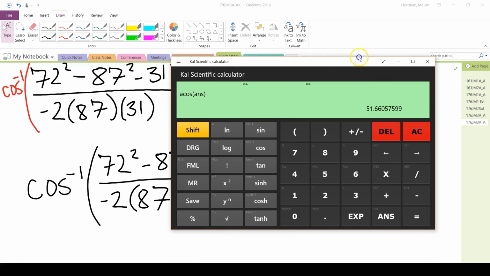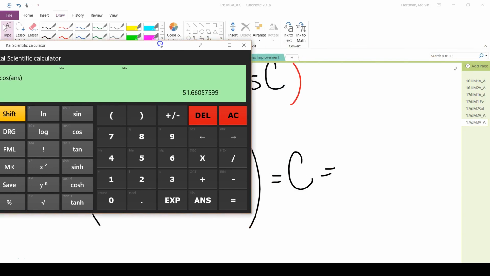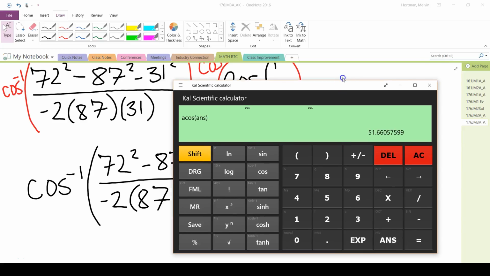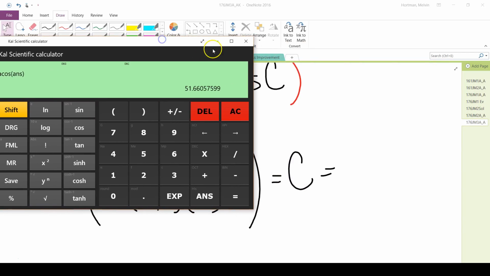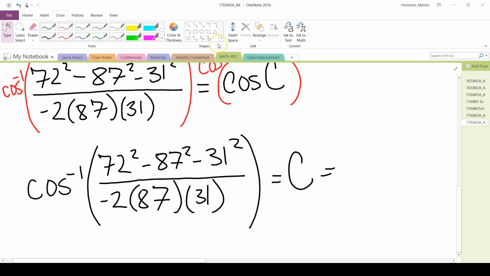And we get 51.660575. We're to round to the nearest degree. So that gives us 52 degrees. So our final answer is 52. Sorry. Let me choose 52 degrees.